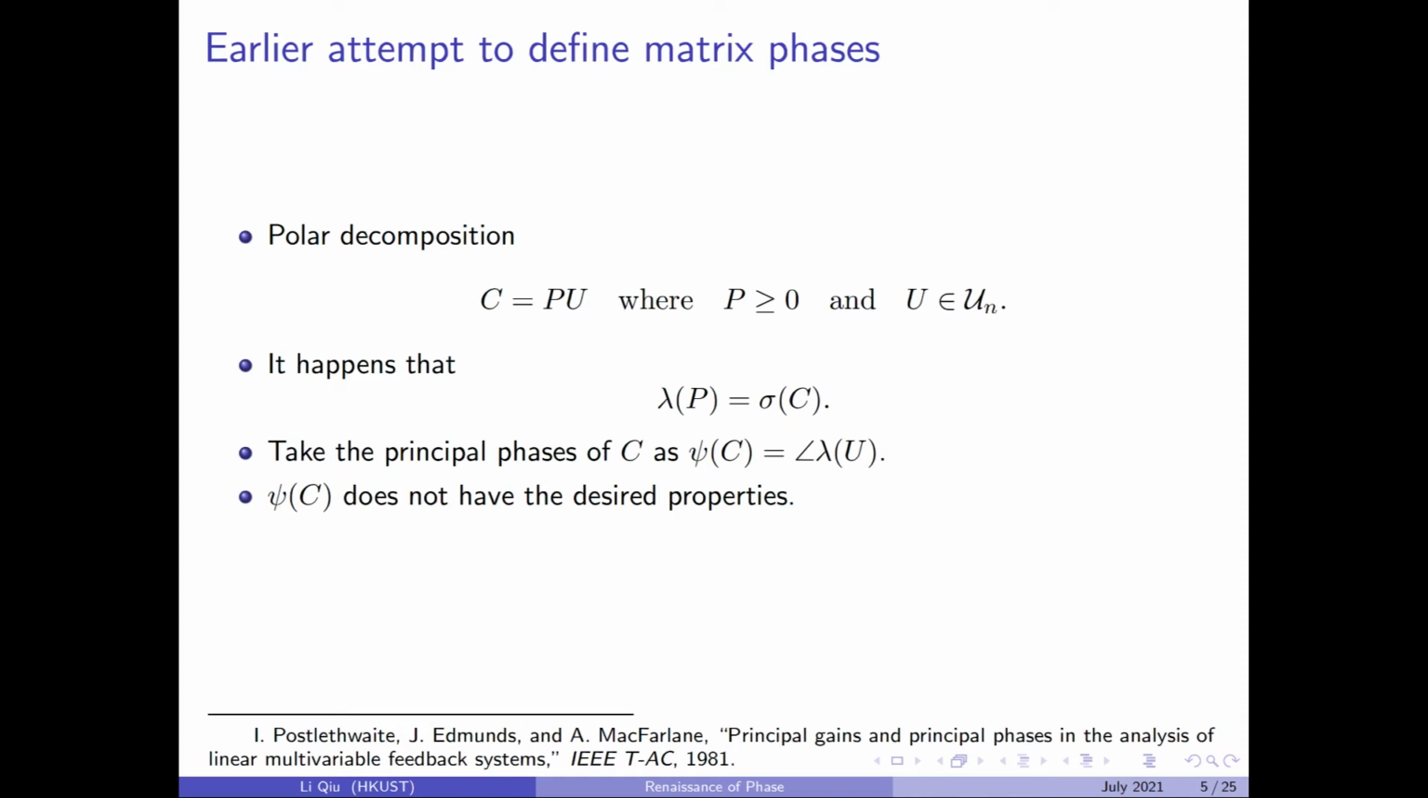Then you can say that the so-called principal phases of matrix C can be defined as the angles, the arguments, or say the phases of the eigenvalues of the unitary matrix U. Some people took this definition, then tried to use these principal phases to do matrix analysis. But it turns out that this is a messy thing. It's not very pleasant. The so-called principal phases defined this way are not easy to use, and they don't have the right properties.